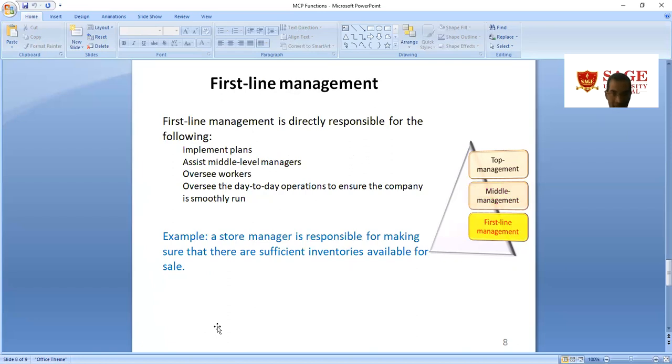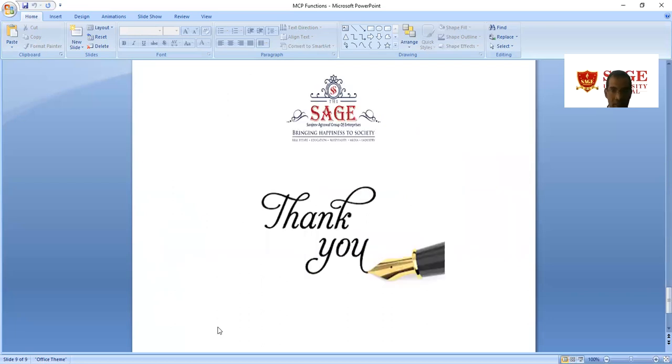Frontline management, the lower management, implements plans. They are responsible for implementing plans. They guide salesmen or lower employees in implementing the plans which top management decides or gives. They assist middle management as well. If middle management asks for reports or some details, they can support. They support workers and deal with day-to-day operations. So this is all about the basics of management.